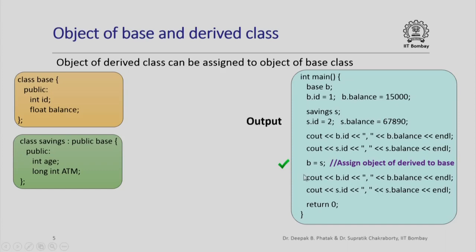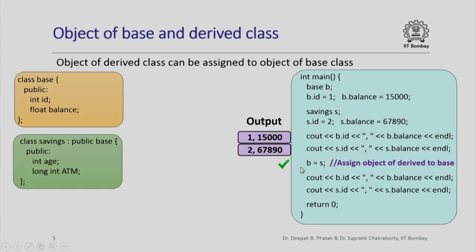So what is the output that we expect here from these two statements and these two statements? Well, here it will print out the values of ID and balance for the object B. So it is 1 and 15,000, here it is 2 and 67,890.